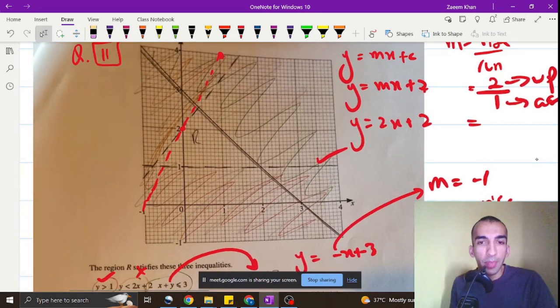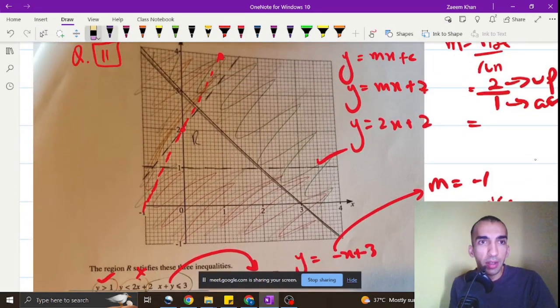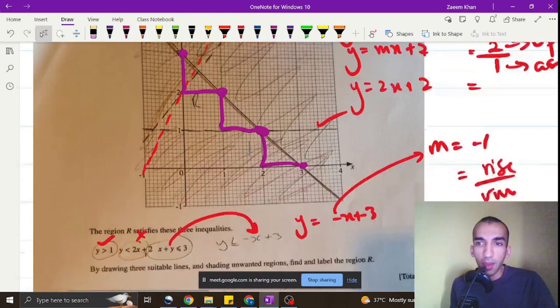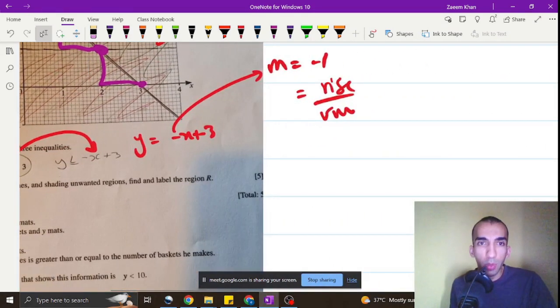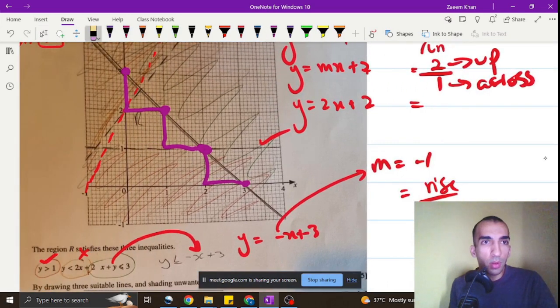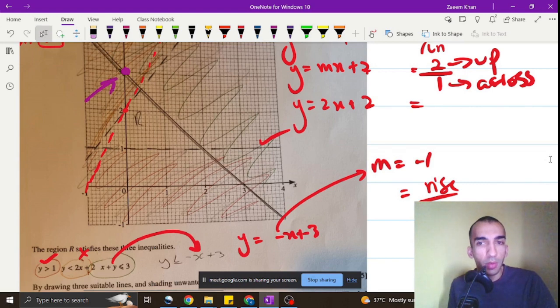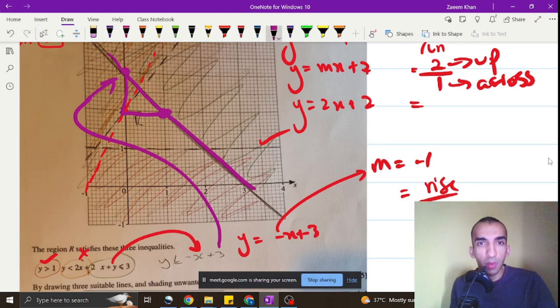You can see that the slope is supposed to be negative and it is cutting the y-axis at 3. So you go down by 1 and across by 1, down by 1, across by 1. You can take any of these points. We already have this point, so let me erase the unnecessary points. You already have this point because you know the y-intercept is 3. You go down by 1 and across by 1, you have another point. Now you join them and this is perfect.